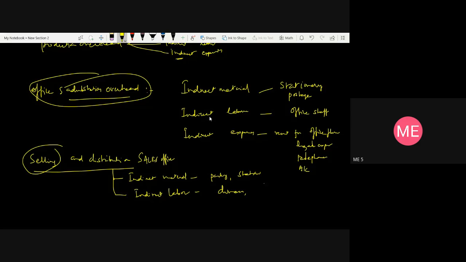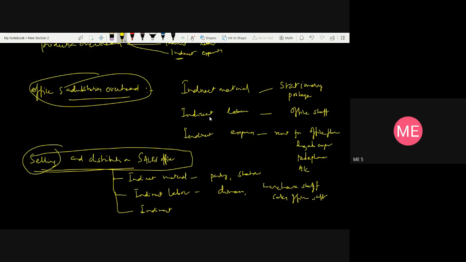And warehouse staff, or godown staff, take care of the products. And also sales office staff, because the selling and distribution head comes under the sales office. That's why sales office staff also come under the overheads of selling and distribution.